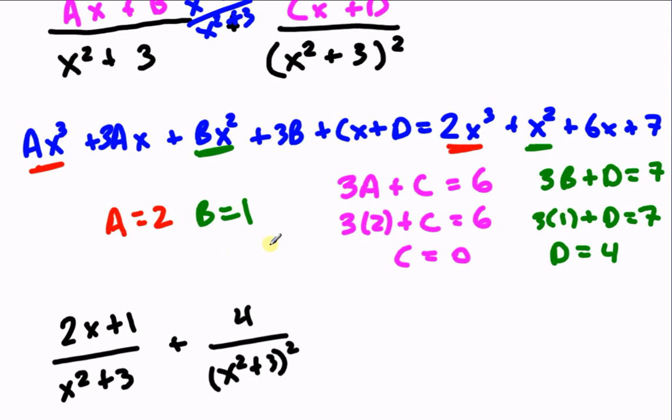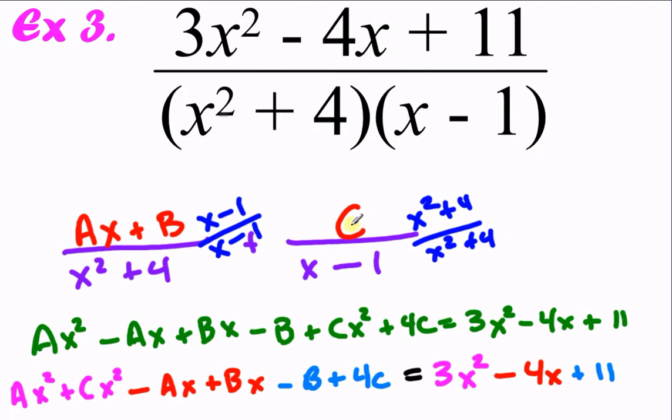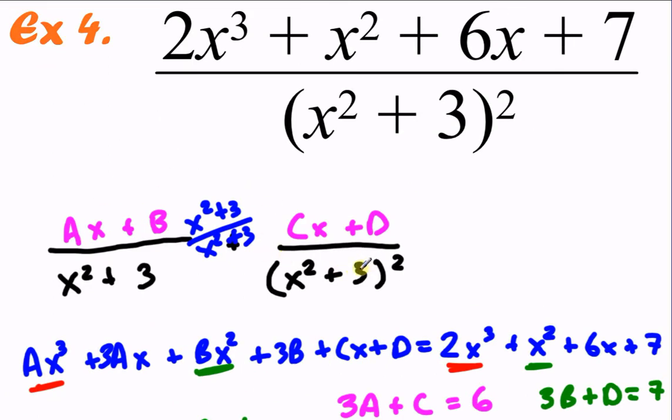Okay, so just kind of recap here. We talked about all the different possibilities now. If you have linear factors on the bottom, you just put a single letter on top of those. If you have quadratic factors on the bottom, you put a linear factor on top. And then if you have repeats of any type, you build up to them until you get to the highest degree there.